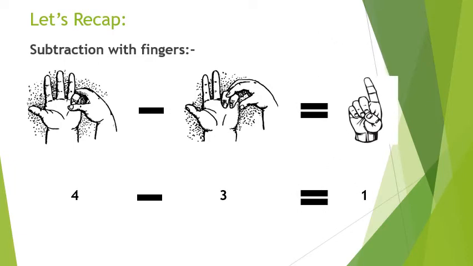So that means you can use your fingers also to do the subtraction. You have to take one number by using the fingers. The second number, you have to cut it. And then the remaining one will be your answer. Clear? So this was the second method for doing subtraction.